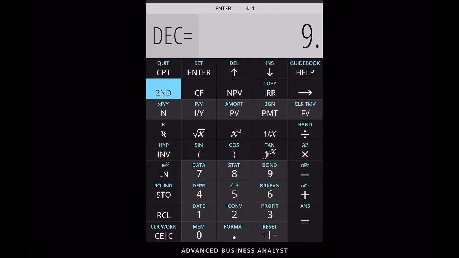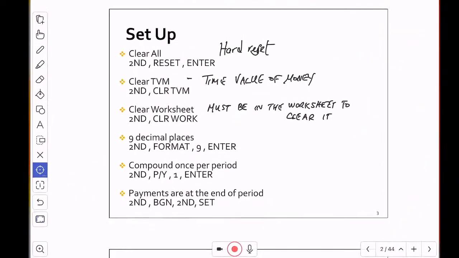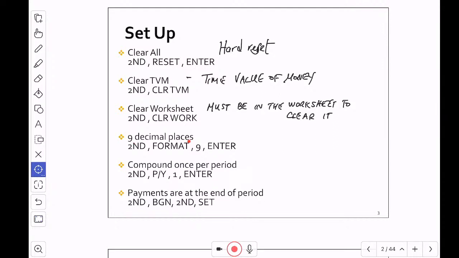So now let's check if there are 9 decimal places. Now it's not showing 0.00 like it was. So what I did was second, format, 9, enter. Now let's check. Let's make a calculation. Calculate 9 divided by 11 equals, and you can see all the decimal places.